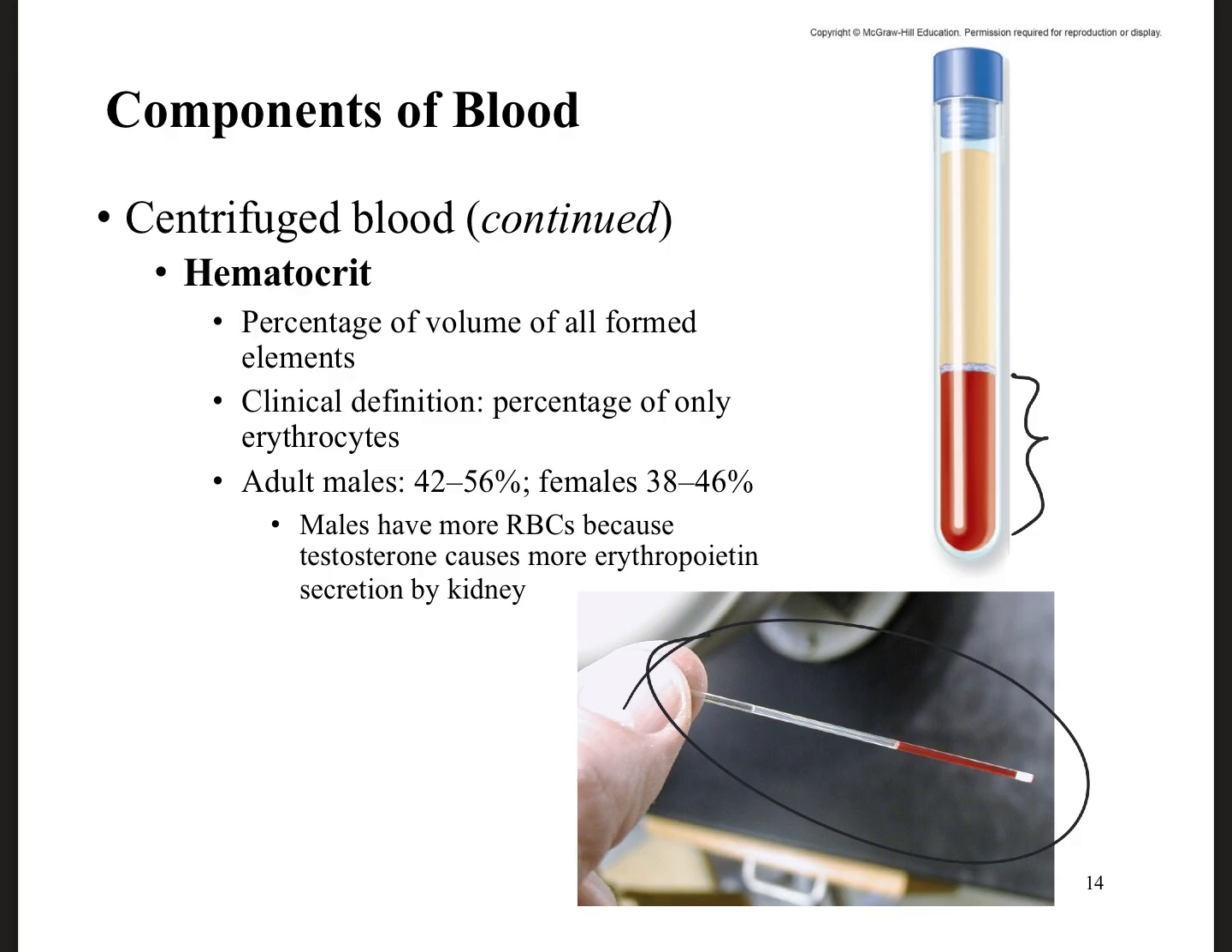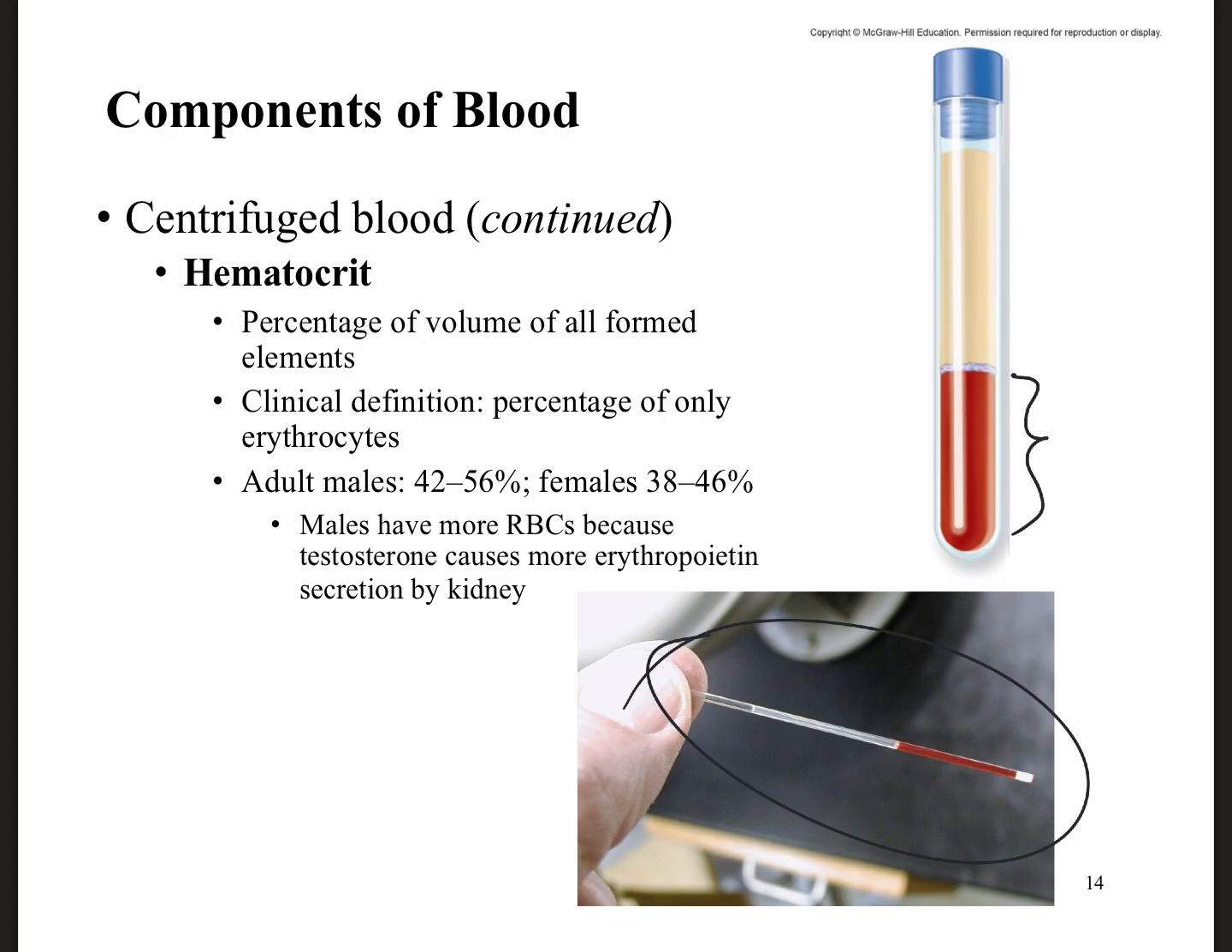Use that measurement in order to measure the red blood cells, divide the red blood cell measurement by the total measurement, you get a fraction, and that gives you your percentage of total volume, okay? Now, adult males have about a 42 to 56% normal hematocrit, and females about 38 to 46. Part of the reason for that is testosterone is a very big driver of the formation of red blood cells.